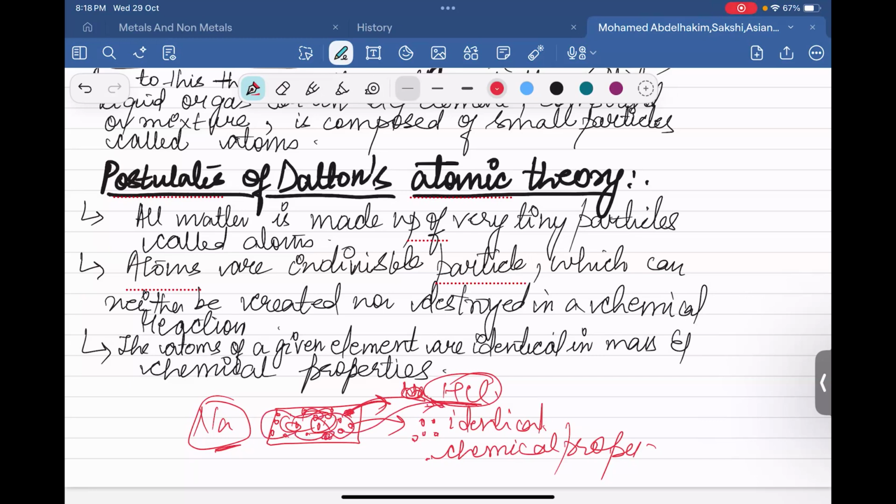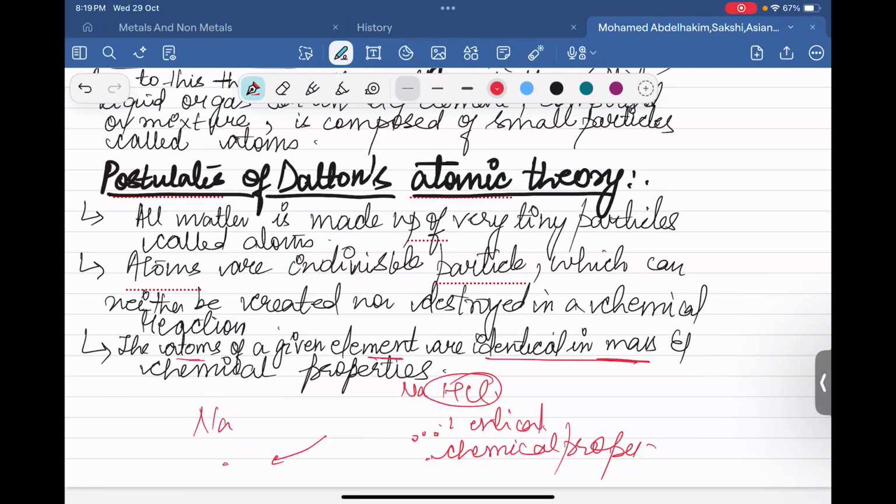It doesn't mean that this particle will say no, I will not react with this. A chemical process happens only when all these work simultaneously and in one direction. So this is a very basic property, but it is a property. The atoms of a given element are identical in mass, means their mass is the same, the weight is the same, and they have the same chemical properties. I'm talking about one element.